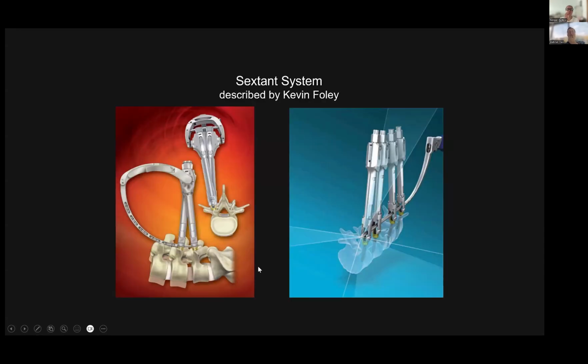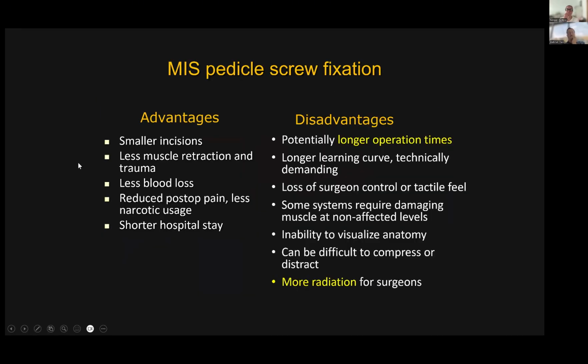The first one was developed by Dr. Kevin Foley, the Sextant system. It has many advantages, especially preserving the muscles around the lumbar spine, which is very important. They contribute greatly to the stability of the back. However, you have potentially longer operation times and more radiation for surgeons. Probably navigation techniques must evolve more than today's techniques.